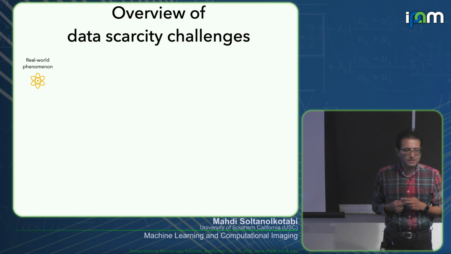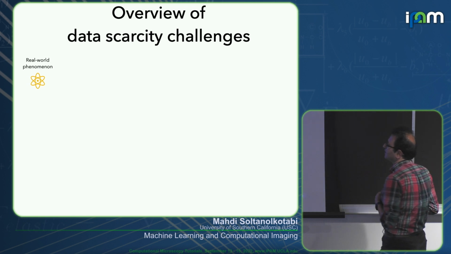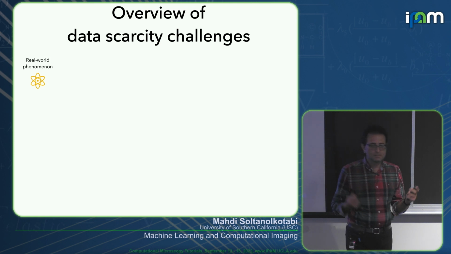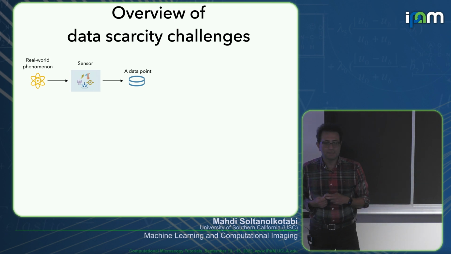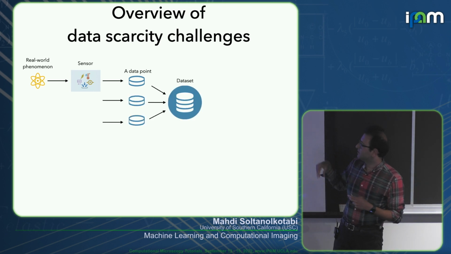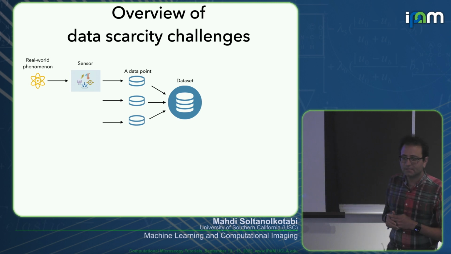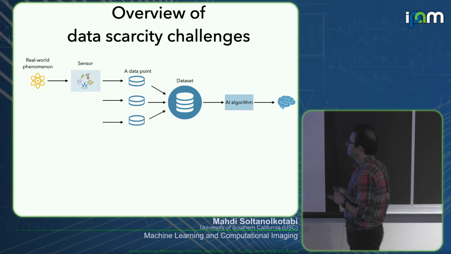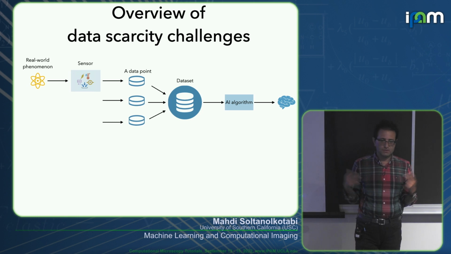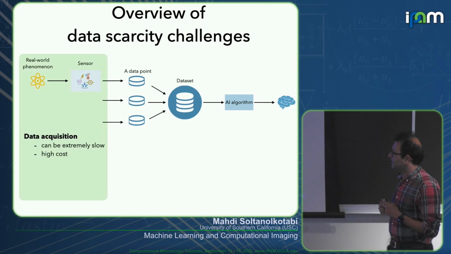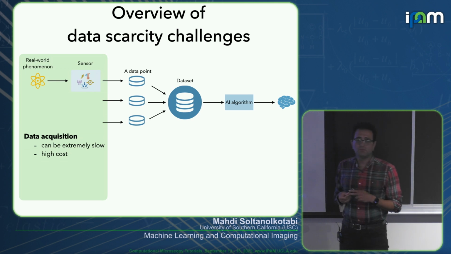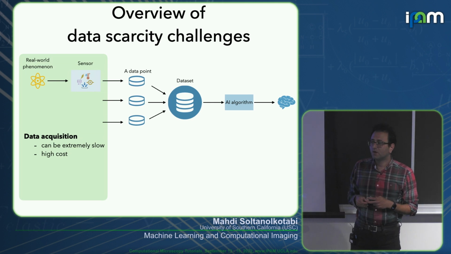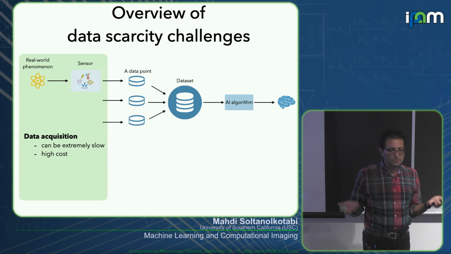If you think about a typical scientific pipeline, there is some real phenomenon you're trying to understand or image. You typically have a sensor making those measurements, and then you get a data point. You repeat this process a bunch of times, and that's how you get a data set in more scientific applications. Then you have some sort of reconstruction algorithm on top. If you think about it, in all parts of this pipeline it's more challenging compared to internet data. In data acquisition, in particular in scientific applications, it can be extremely slow because maybe you have to calibrate the device, all of that.